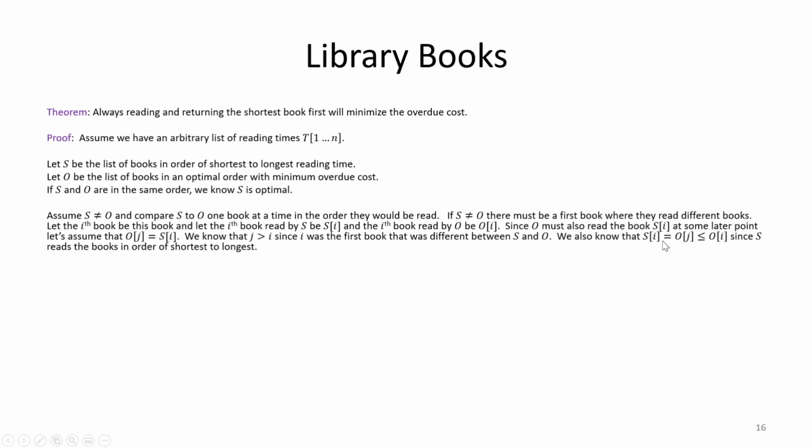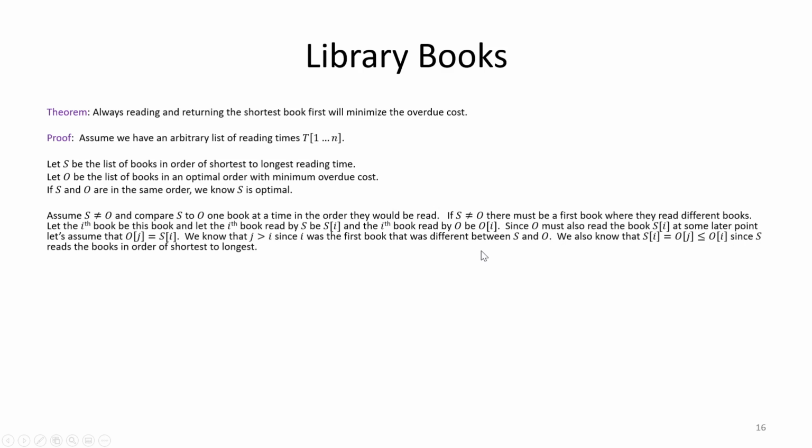If our ordering S would read this book OI later, then that means it must have a larger reading time, or maybe the same. It could be equal, and that's something that's important for us to consider as well. Okay. Again, that's because S reads the books from shortest to longest. Okay, so all of this is set up.